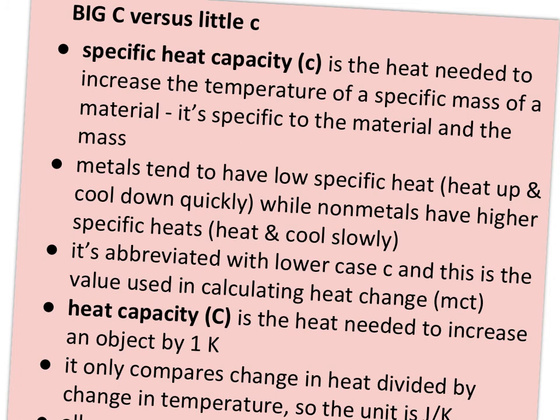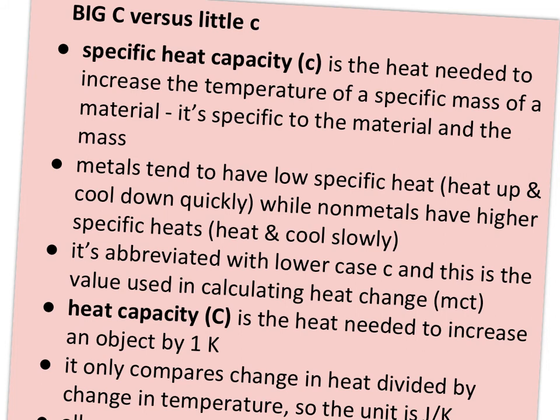And then one final thing, specific heat capacity is different than heat capacity. It's big C versus little c. This is kind of like kilocalories versus calories. In America, we just write it capital C Calories and little c calories. Specific heat capacity is the little c. It's the heat needed to increase the temperature of a specific mass of a specific material. So that's why it's called specific heat capacity, because it's specific to a mass and a material.